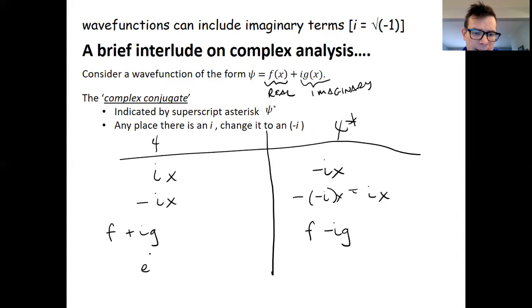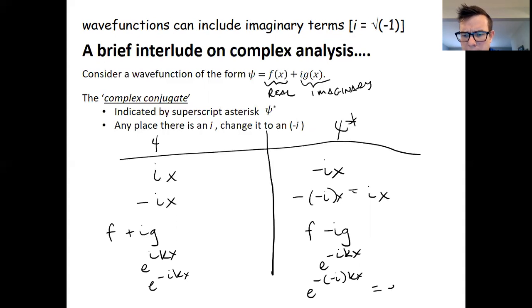If I had e to the ikx, this becomes e to the negative ikx. I make it a negative i. Again, it's not the function which becomes negative, it is the imaginary term which becomes negative. So this becomes e to the negative ikx, which is now equal to e to the positive ikx. That's how you take a complex conjugate. Relatively simple and straightforward to do.